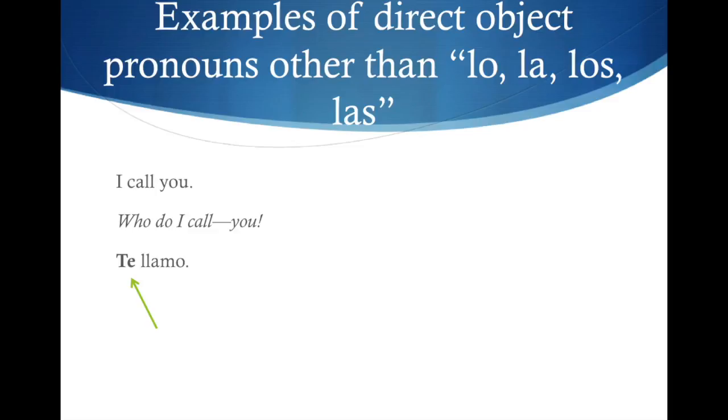Let's look at another one. They see us. Who do they see? Us. We, or us, is a direct object. En español, nos ven.